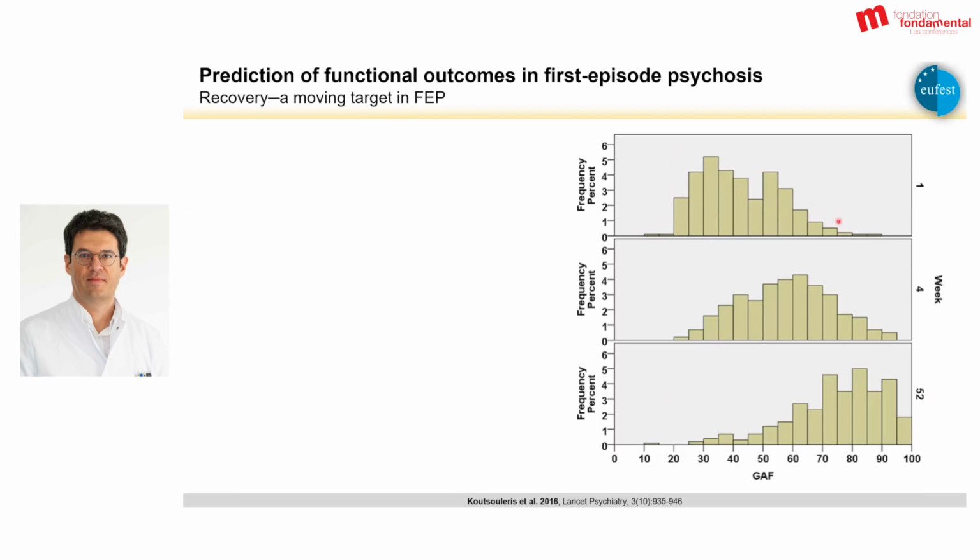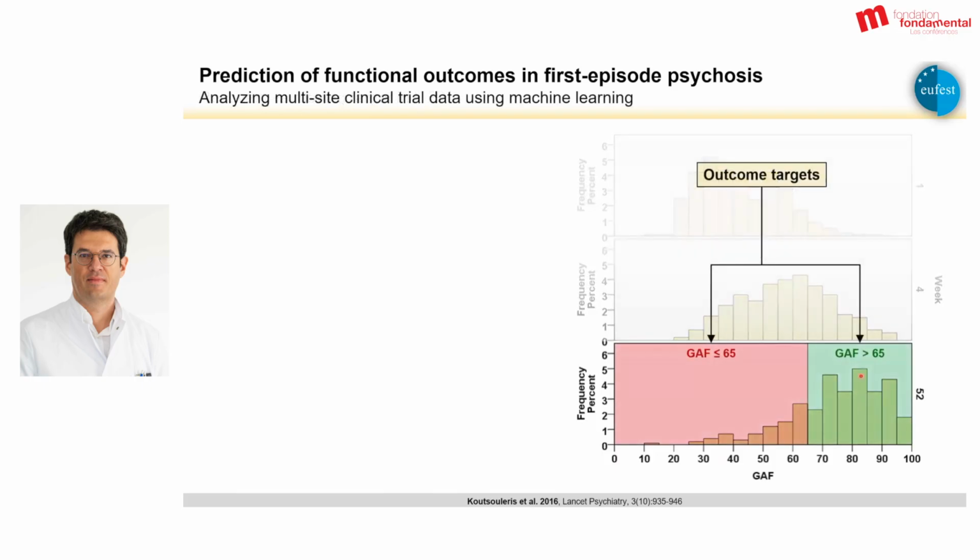And this is the baseline distribution. This is after 4 weeks, and this is after 52 weeks, so after 1 year. And you see that basically it's right shifting. Of course, people improve. Particularly first episode patients have luckily a tendency to improve, but this is the other side of the story, not all of them. As shown in the pie chart before, there is a group of individuals which poorly recovers, unfortunately.